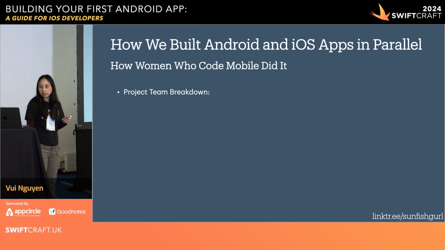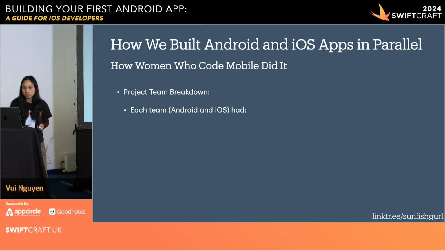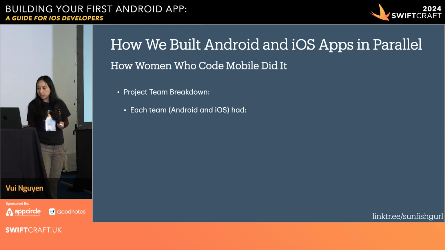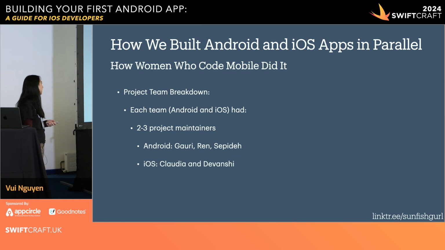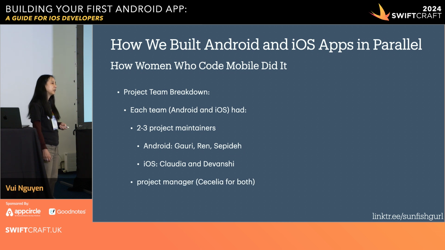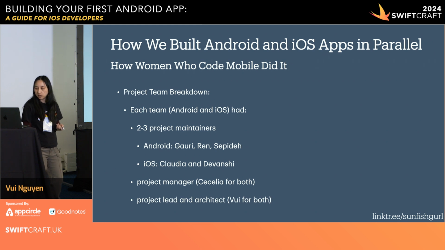So the breakdown of the project teams was that each team had 2 to 3 project maintainers. For Android, we had Gary, Ren, and Sapita. For iOS, the maintainers were Claudia and Devanshi. And we also had a project manager, Cecilia, who was project manager for both. And I was the project lead and architect.